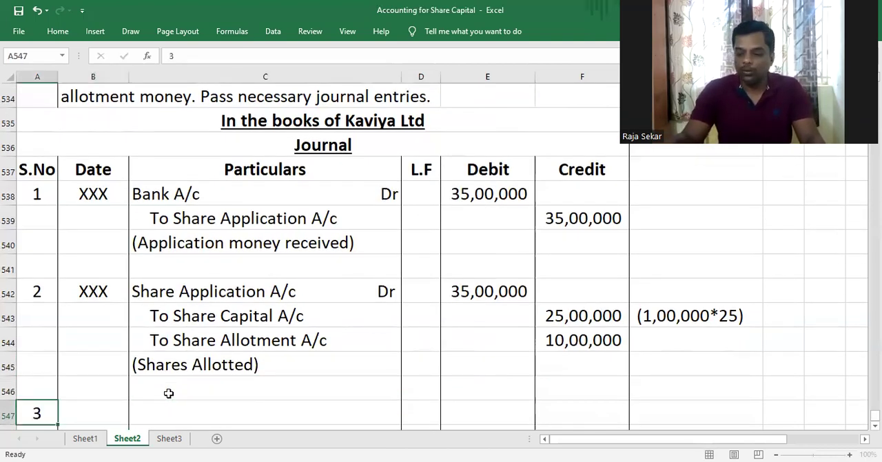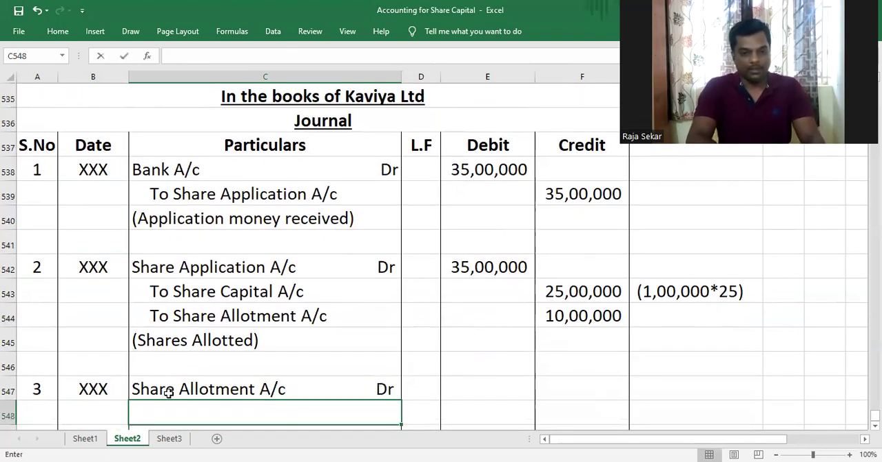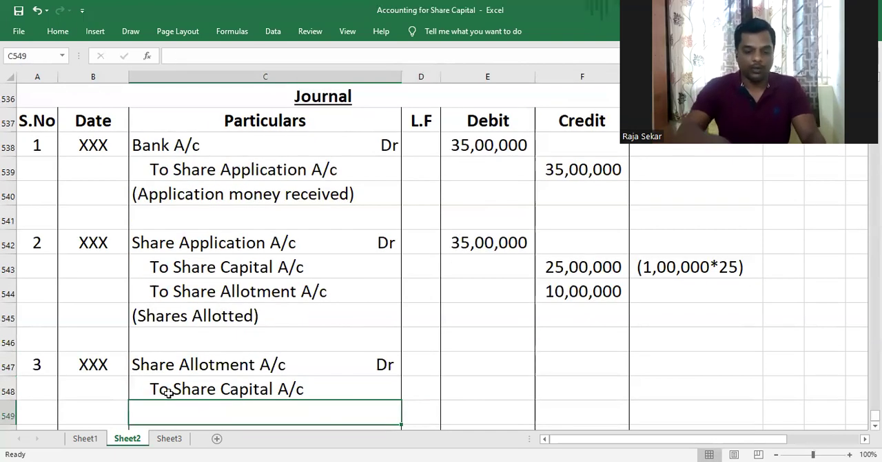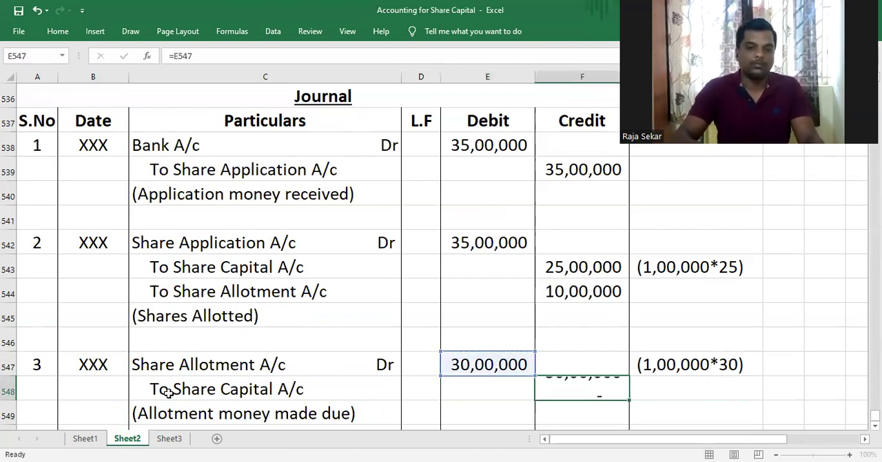All right. The next thing to do would be to make allotment money due, and the journal entry to make allotment money due would be share allotment account debit to share capital, irrespective of whether we have excess application money or not. The entire amount due will be made. Entire amount due on allotment will be made due. Allotment money made due. So that is how much, my dear children? 1 lakh shares into 30 rupees per share. Am I right? 30 rupees is receivable on one share, and on 1 lakh shares, 30 lakhs will be receivable.